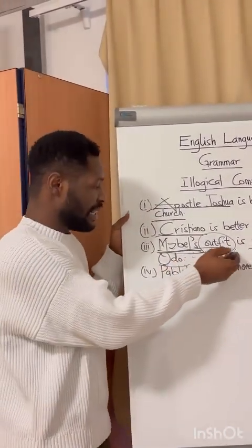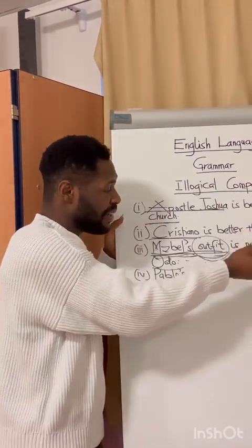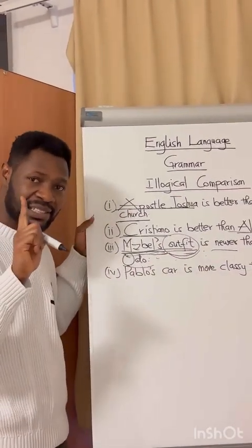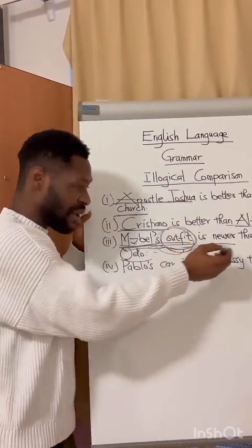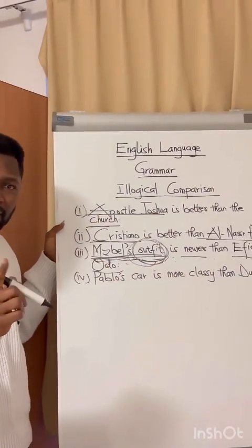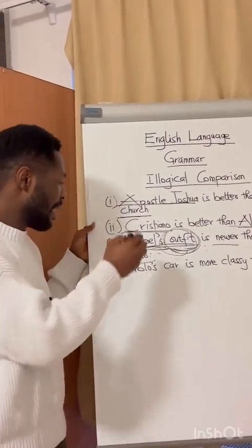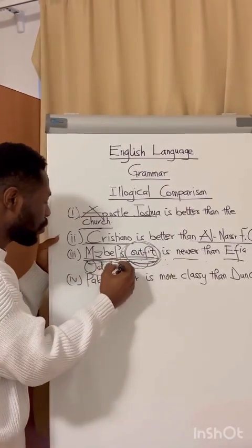If it is the two, then the two of them is called a noun phrase. So this becomes a noun phrase, the subject of the verb is. But we are looking at the subject itself as one entity. So we are comparing the outfit rather to Efia Odo, which is unacceptable. It's unacceptable. So what do we do? Miss Bell's outfit is newer than Efia Odo's.